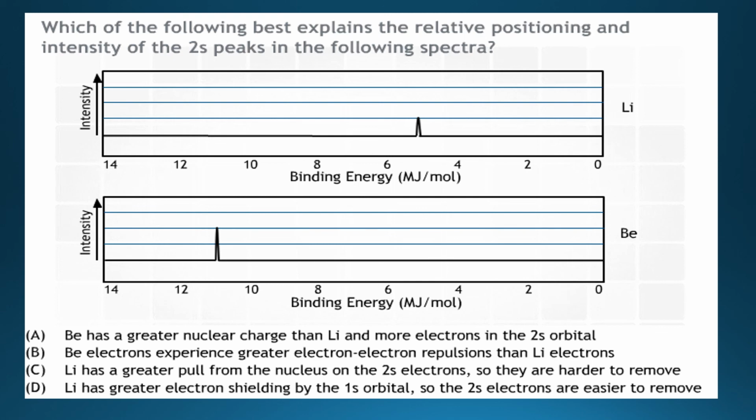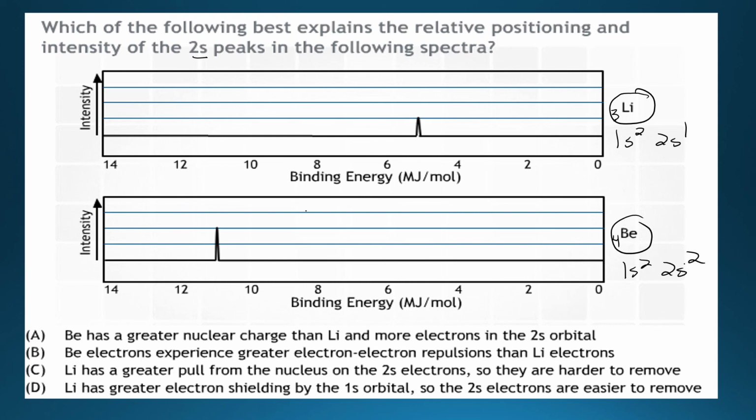So what do we have? We have lithium, so they're both identified here, and we're looking at the 2s peak. So I want to think about the configuration for lithium is 1s2, 2s1. Beryllium, 1s2, 2s2. Beryllium is atomic number 4. Lithium is atomic number 3. Let's see what our explanation choices are.